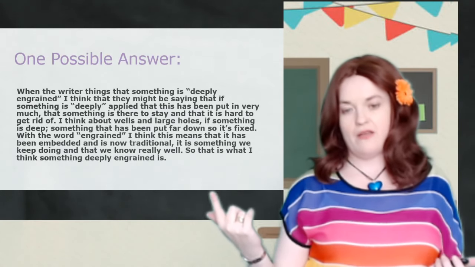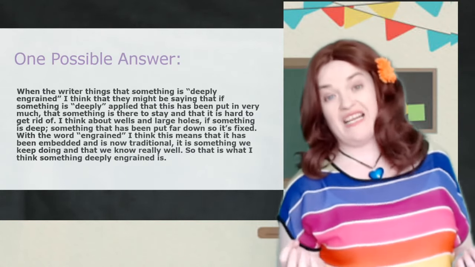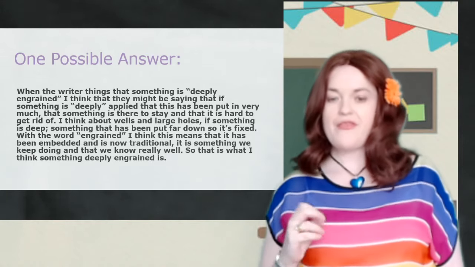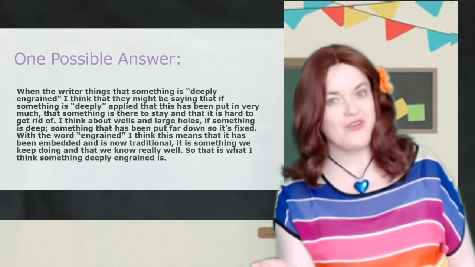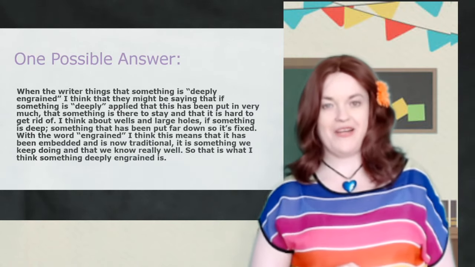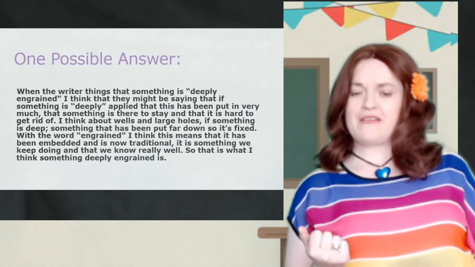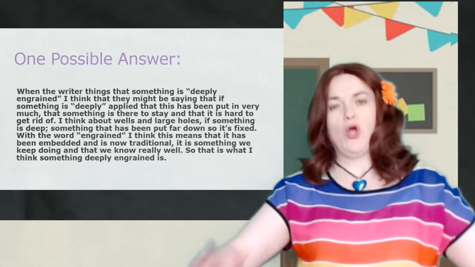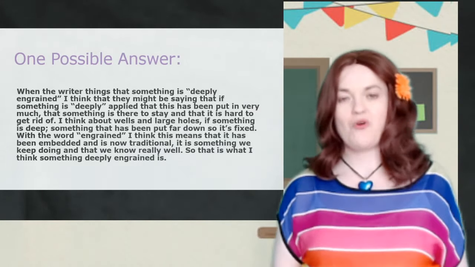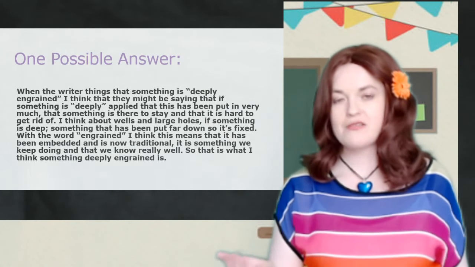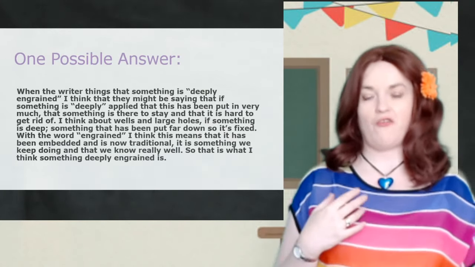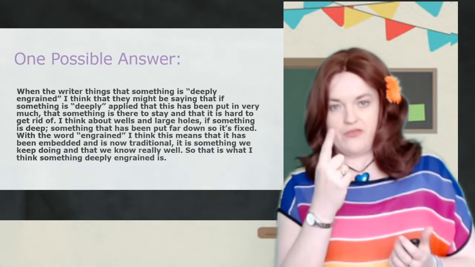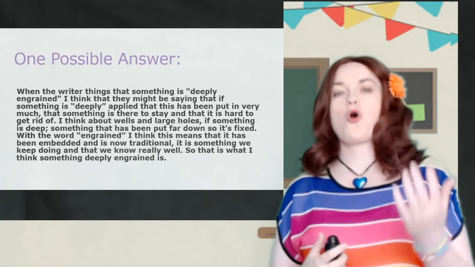First thing I would say, the first sentence. When the writer thinks, it should say, that something is deep. I did that deliberately just to show you the kind of things that kids write. When the writer thinks that something is deeply ingrained, I think that they might be saying that, all of that is waffle. You're not going to get any marks for simply regurgitating, repeating what the question's asking. So there's one thing I'll teach you in a wee second to stop you having to do that.